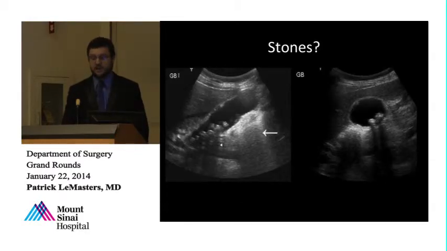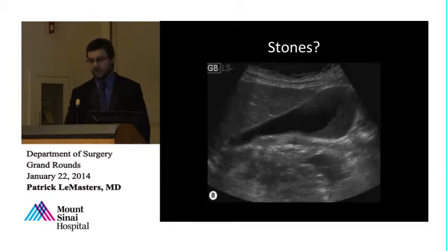Here, you can obviously see the stones. They have their characteristic finding of echogenic stones within the gallbladder causing their characteristic shadowing. Can we only see stones? No, we also see sludge. Here's an image showing sludge within the gallbladder.